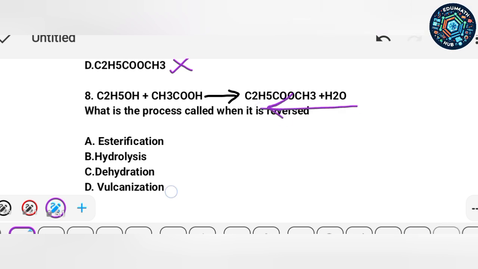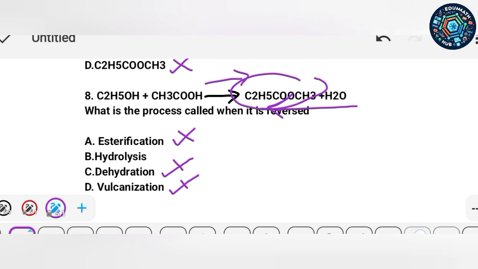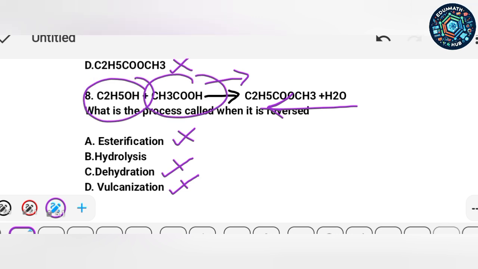So it is not vulcanization, it is not dehydration, it is not esterification. Esterification is a forward reaction. It is not any of these. So the correct answer is option B, which is the acid hydrolysis of ester. So this is the ester here. When you add water to it, in the presence of an acid, it will give you two things, ethanol and a carboxylic acid, which is ethanoic acid. So the answer is option B.